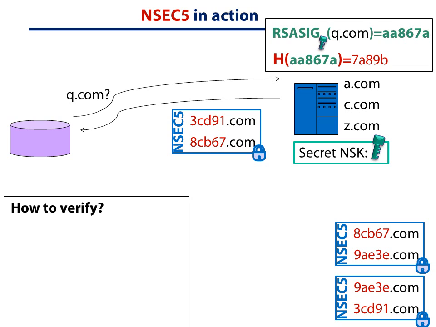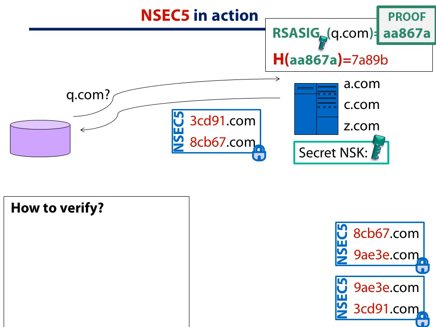So what should he do? This is why we need to take this RSA signature value here, which we're going to call a proof, and have the name server actually tell the resolver what the output of the hash was. Since the resolver can't compute the hash itself, the name server is just going to tell him.